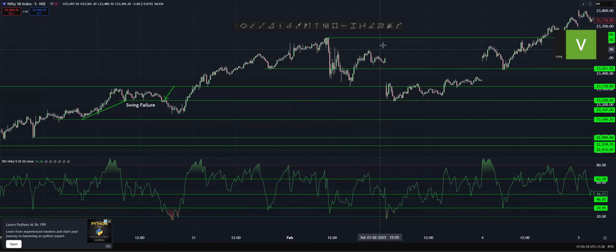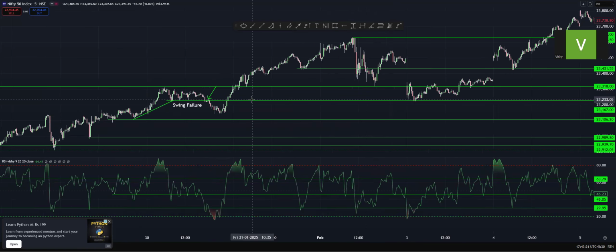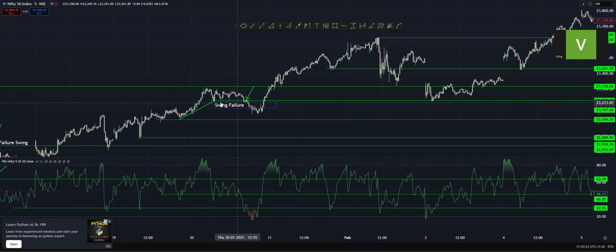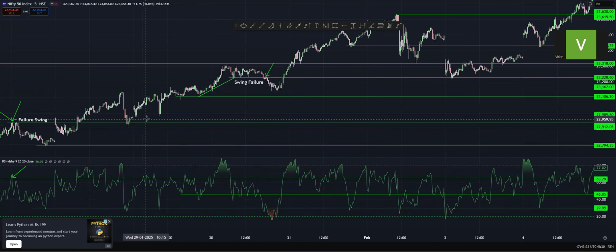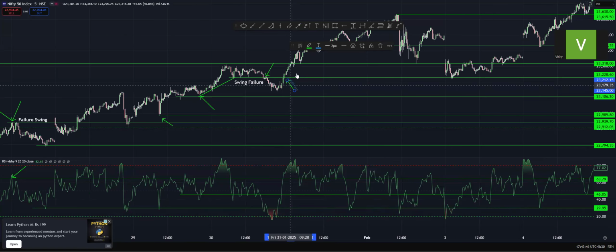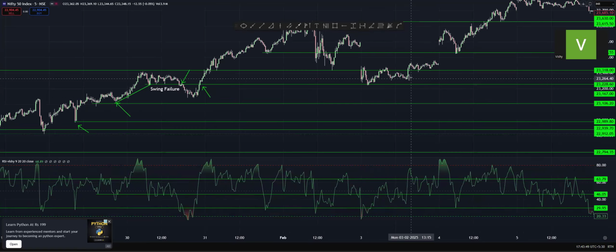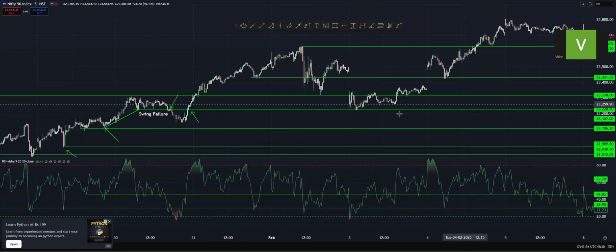So now it came down and see, after that it broke, and you see it is coming to the swing failure level. Okay, the previous swing failure levels actually form a kind of support. So all these levels where you actually got a buy signal, here they actually become support. While it is falling, it becomes a support. So it came down here, and you see it tested this level. And now let's start looking at what is happening.